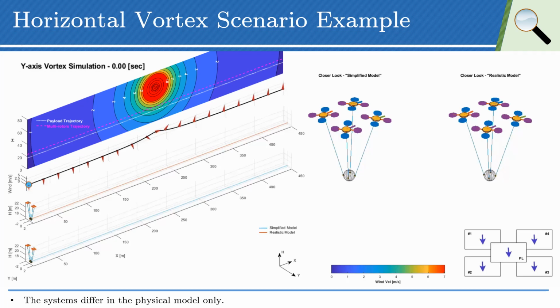In this example, you can see two simulation models of the same system, where they differ only in their physical implementation of the rotor's aerodynamics. The left simulation model, denoted as the simplified model, or also the reference model, uses the aerodynamic model of the rotor of the control design itself as its physical implementation model. This model assumes that the generated thrust and torque are only a function of the rotor's rotational speed, as you can see in those equations.